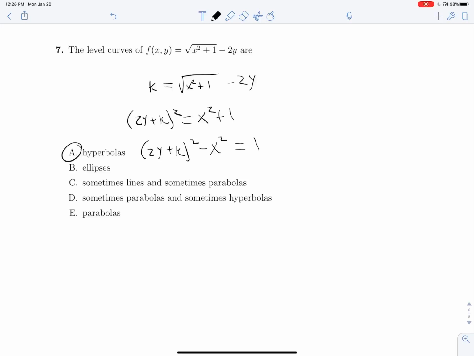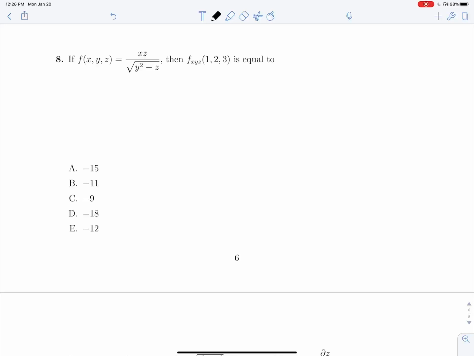So in fact, this coefficient doesn't matter, and this value k doesn't matter, and we can have the same type of curve there if we get rid of all of that, and that's just your canonical definition for the equation of a hyperbola. So there we go.